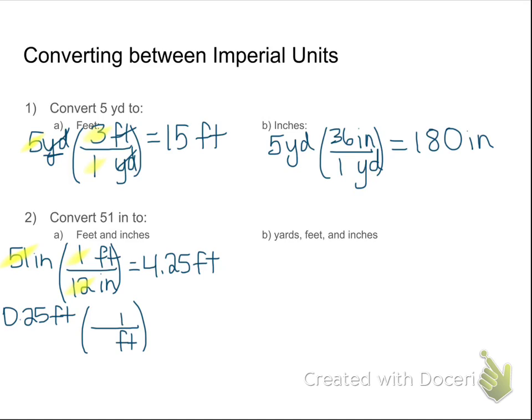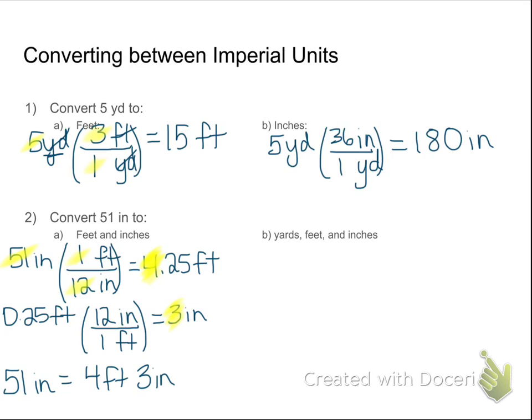So our feet are going to cancel out. We want inches. 1 foot is 12 inches, and 0.25 times 12 is 3 inches. So what does this mean? This means that for 51 inches, we've got our 4 whole feet here, and then our 3 inches that were left over. So 51 inches is 4 feet and 3 inches.